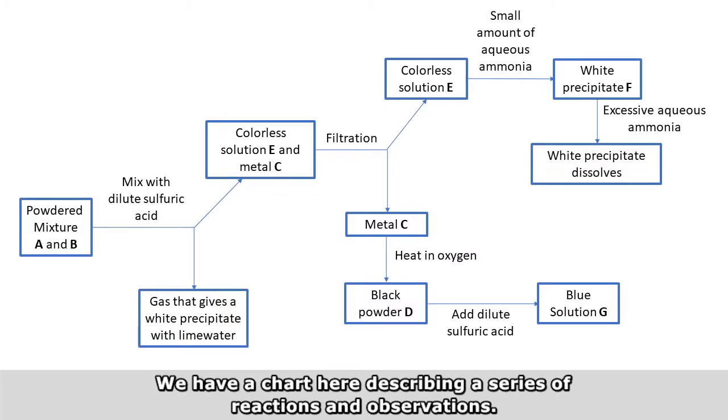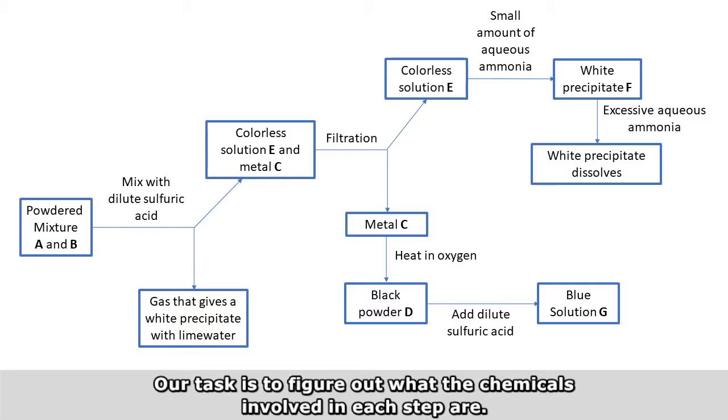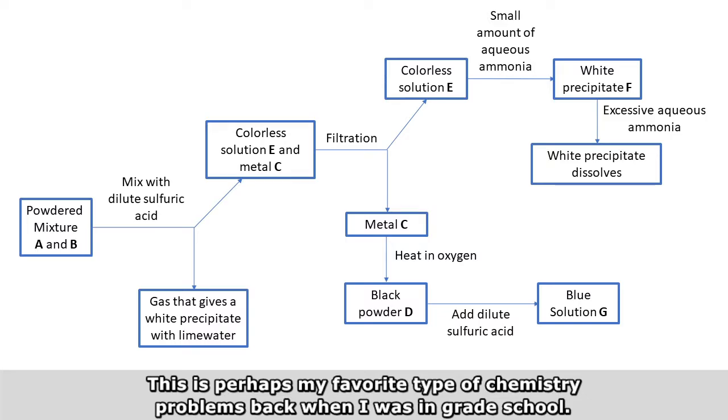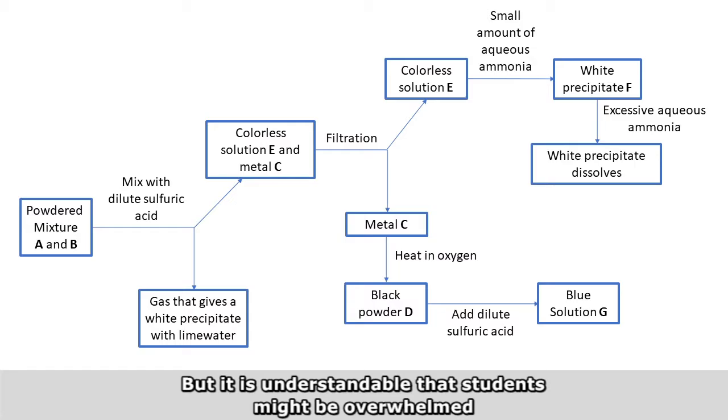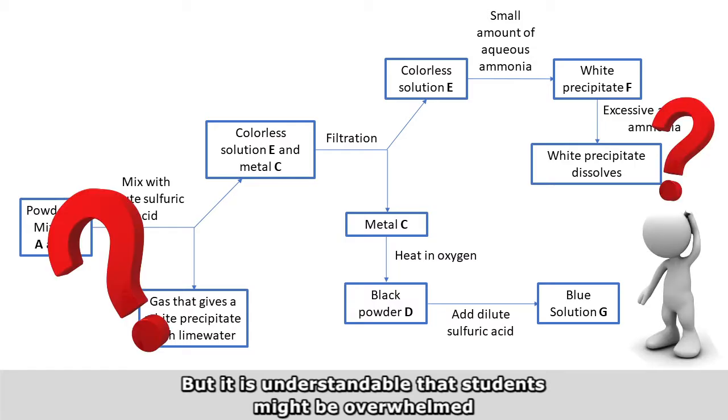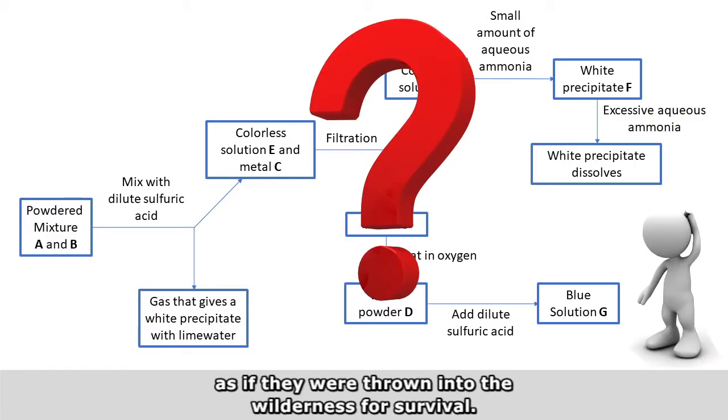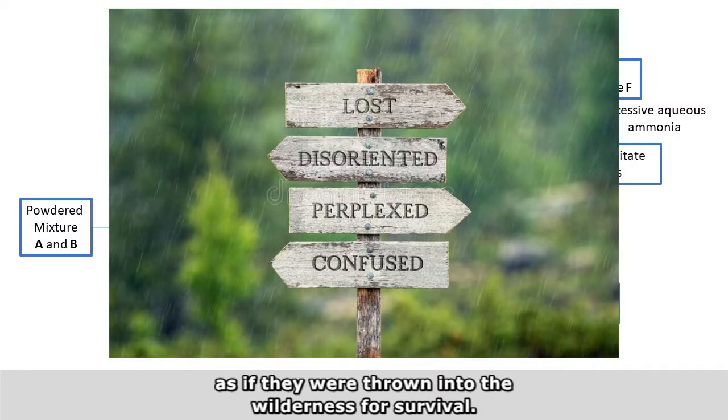We have a chart here describing a series of reactions and observations. Our task is to figure out what the chemicals involved in each step are. This is perhaps my favorite type of chemistry problem back when I was in grade school, but it is understandable that students might be overwhelmed, as if they were thrown into the wilderness for survival.